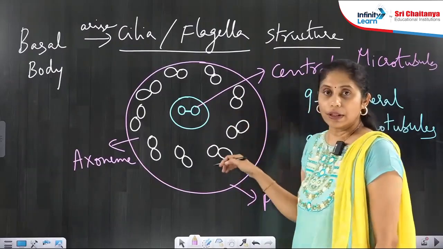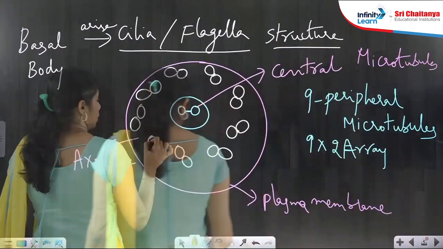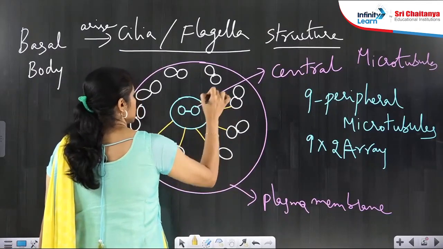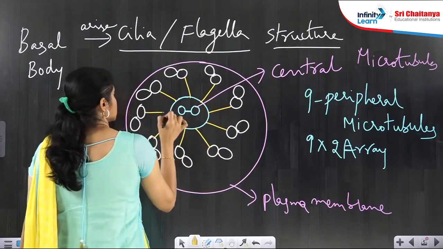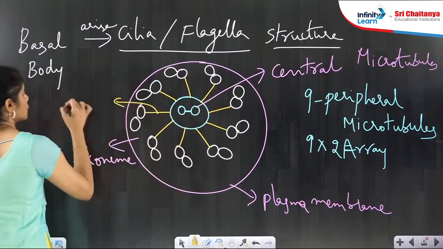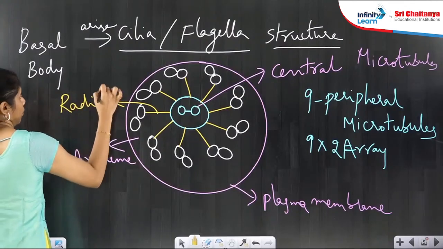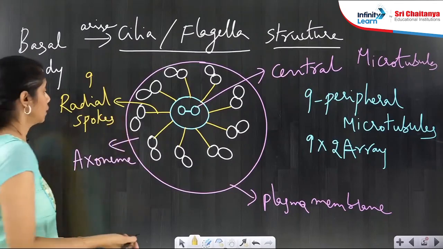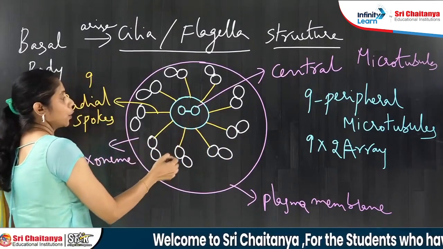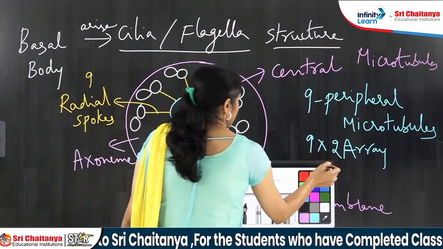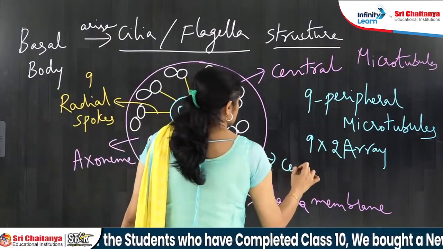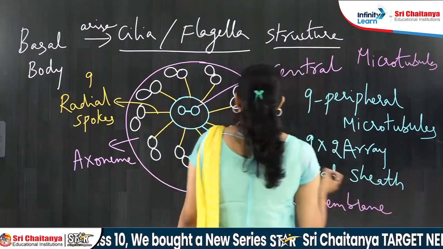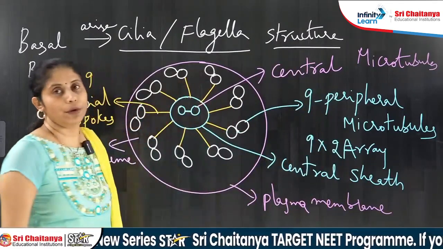Now, there is no connection between these, so we will create the connection here. These are connected to the central microtubules, or the central sheath, by radial spokes. These are called radial spokes. So, with the help of 9 radial spokes, the peripheral microtubules are connected to the central sheath. This blue colored one here is called the central sheath, and these are called peripheral microtubules.